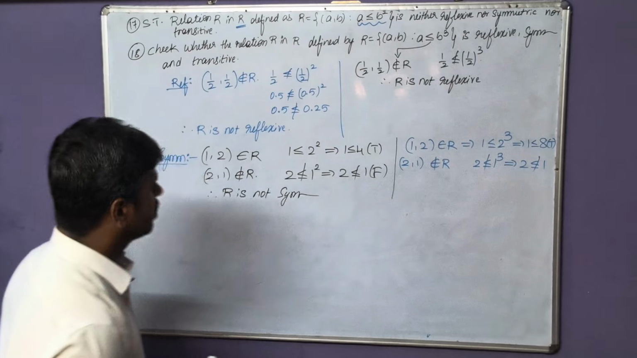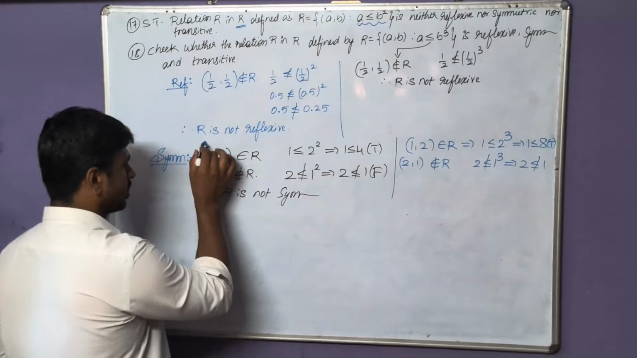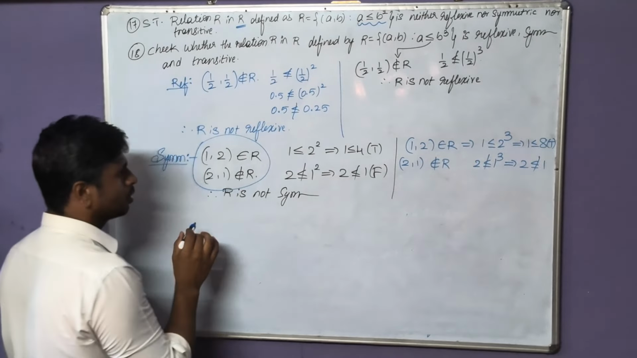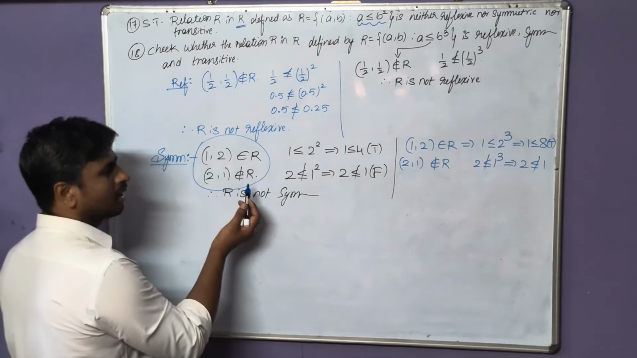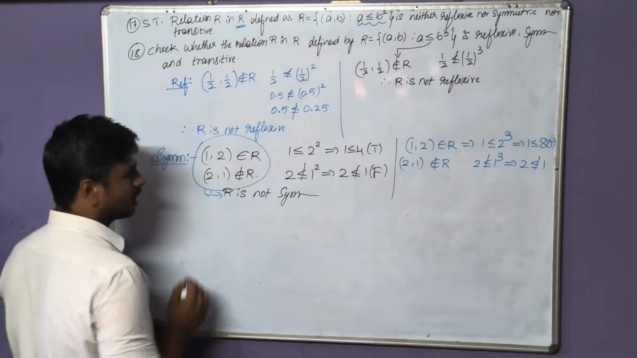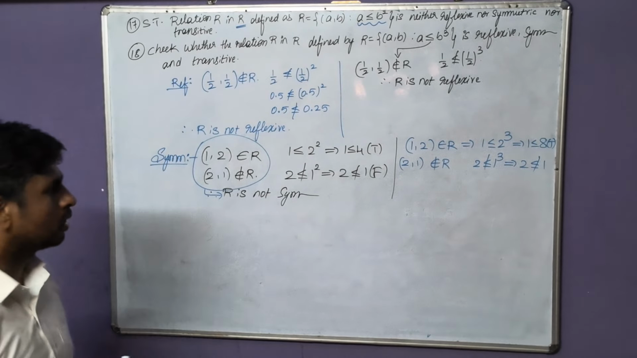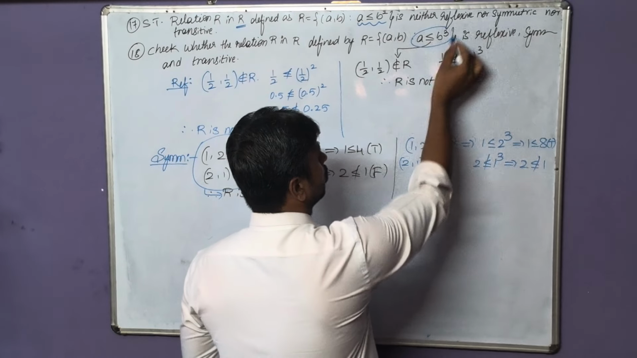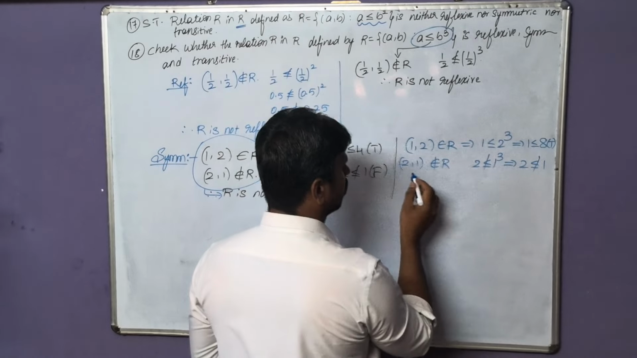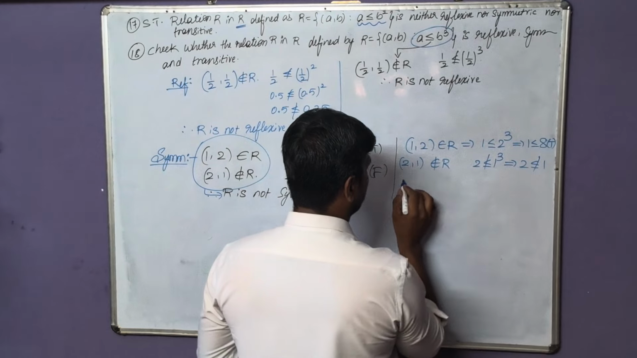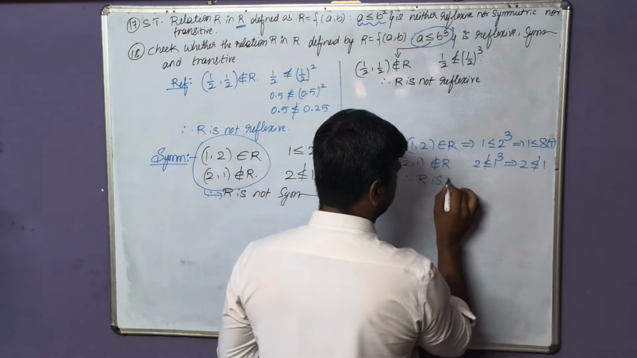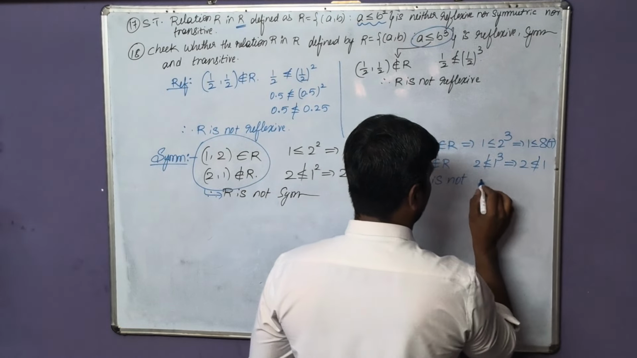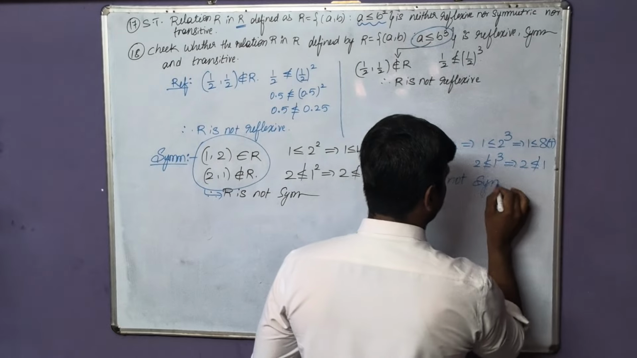When you are writing in your examination, if you write this much, that is sufficient. (1, 2) belongs to R, but (2, 1) does not belong to R. Therefore, the relation R is not symmetric. Better you write only so much. Even here we can say the same for A is less than or equal to B cubed. (1, 2) belongs to R and (2, 1) does not belong to R. Therefore, R is not symmetric.